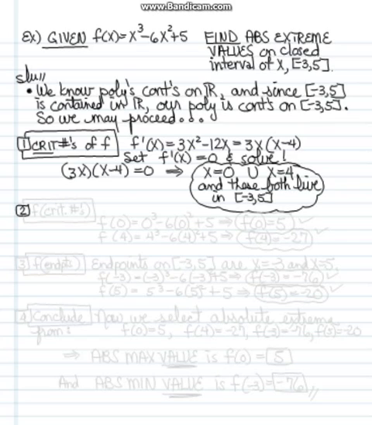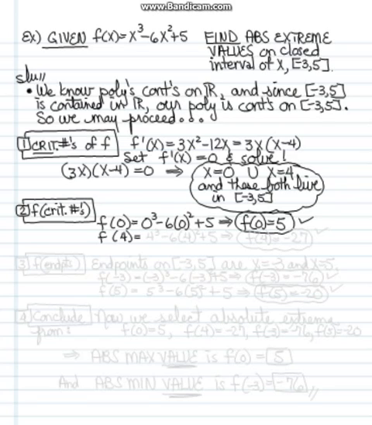Okay, now we're going to evaluate the function f at these critical numbers. So we're going to calculate f of 0 and f of 4. F of 0 plugs 0 back into the original function, not the derivative, but the function. And we're going to get f of 0 equals 5. Do the same thing for x equals 4. Plug it back into f. We get f of 4 equals -27.